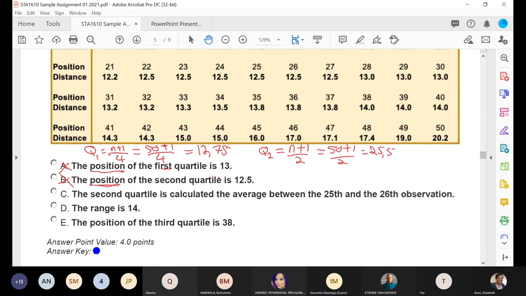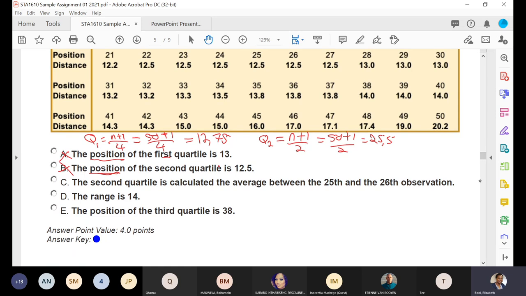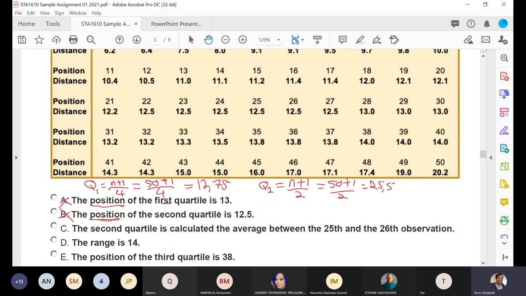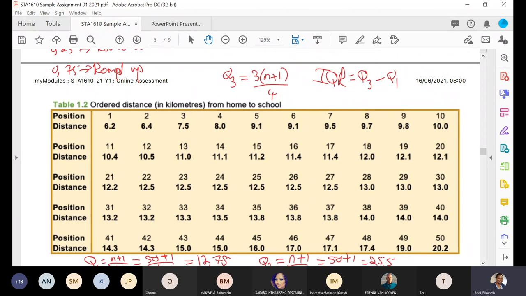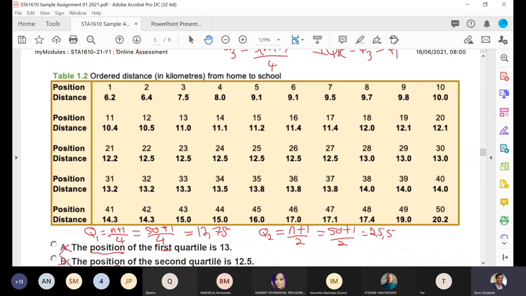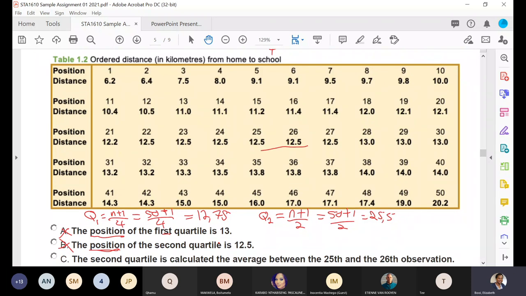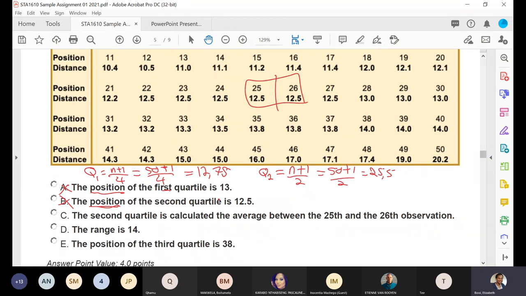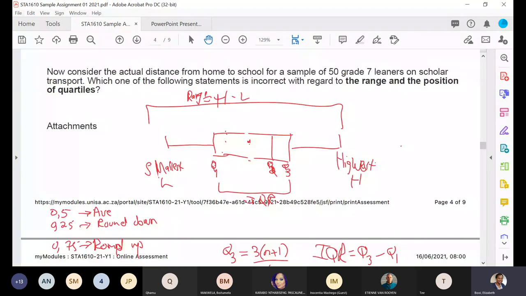Number C says the second quartile, which is the position that we have now, is calculated as the average between the 25th and the 26th observation. So if I need to go find the quartile value for quartile 2, since I have 25.5, I have a fractional, so I must do the average. Since it's on 25.5, I must take 25 and 26 because it's halfway. I must take an average. So C says the second quartile is calculated by using the average between the 25th and 26th observation. Is that correct?